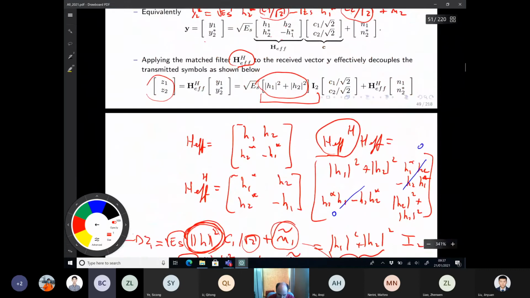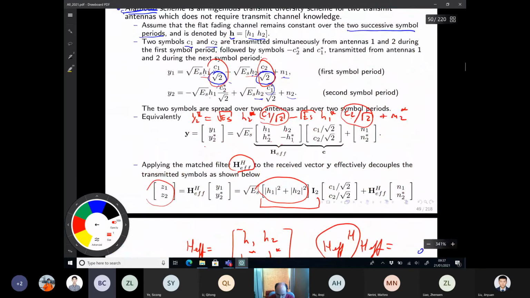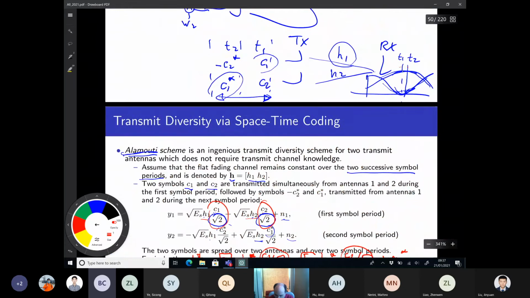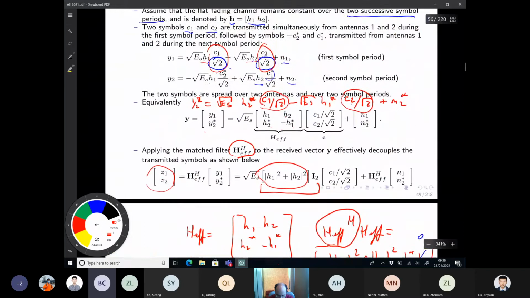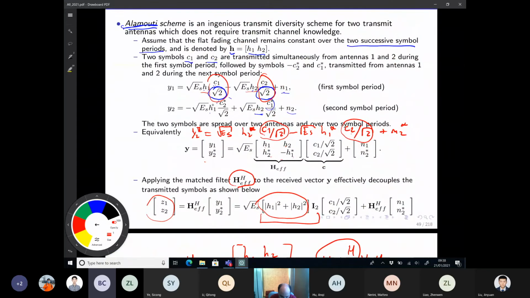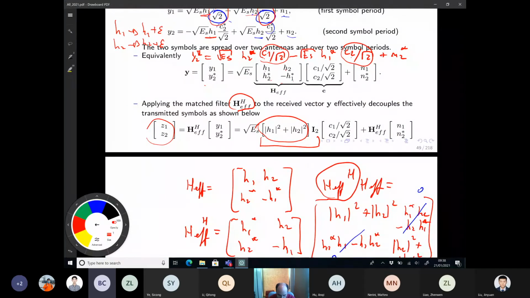One thing I have to mention is the following. I mentioned here that our channel is constant over 2 successive time instants. What happens if it's not the case? Well, if H1 changes a little bit, at the second time instant you will not have H1. H1 will become H1 plus epsilon, for instance, and at the second time instant H2 will become H2 plus epsilon. So when you compute this, instead of having H2 here and H1 there, you're going to have H2 plus epsilon, H1 plus epsilon.